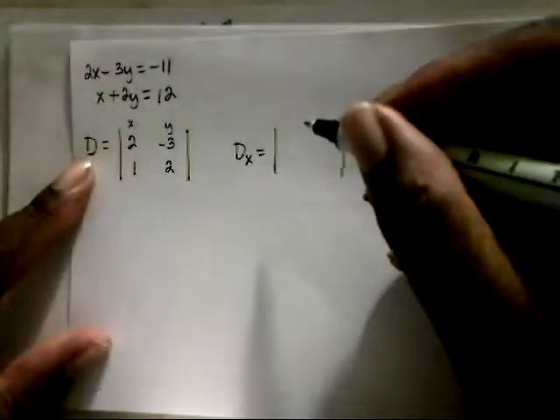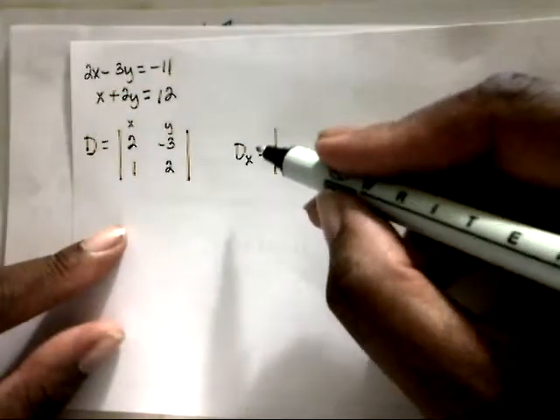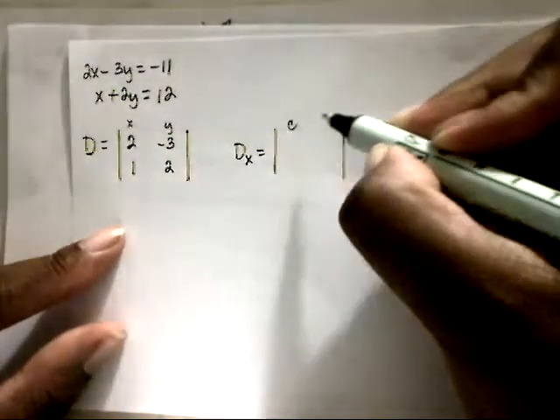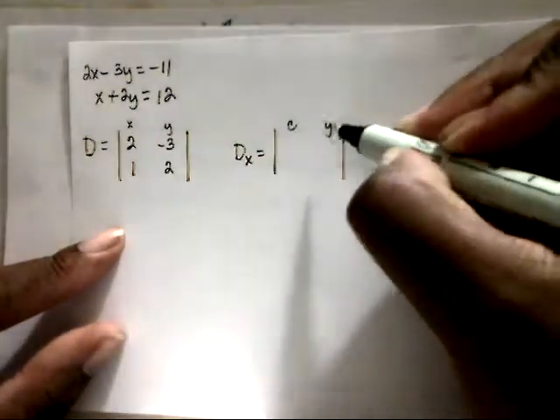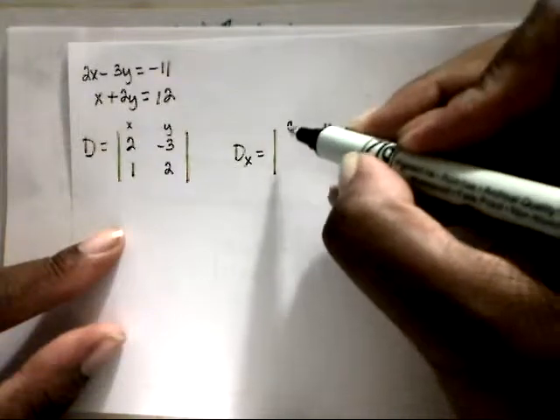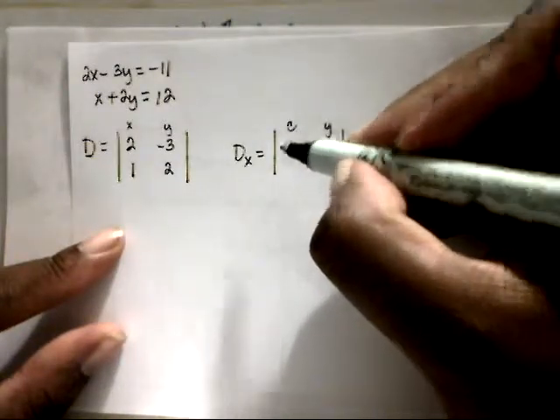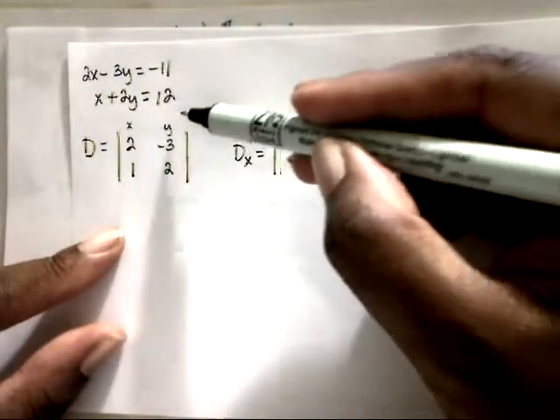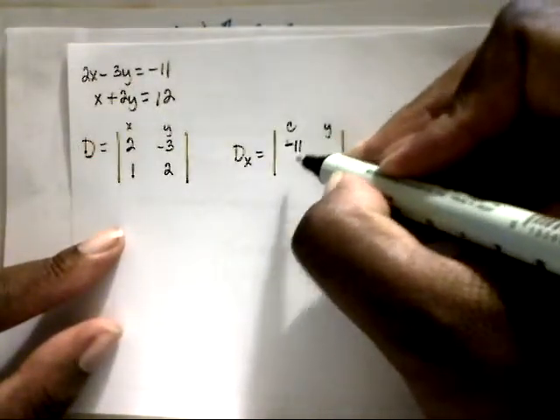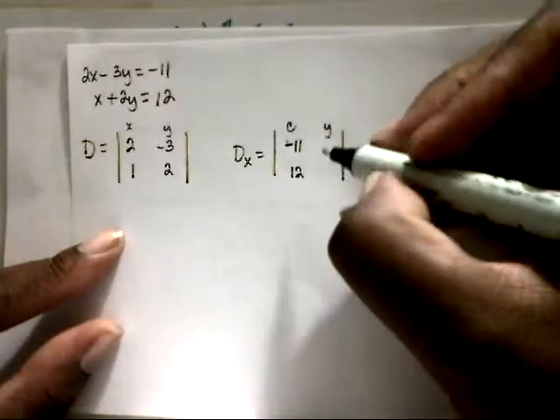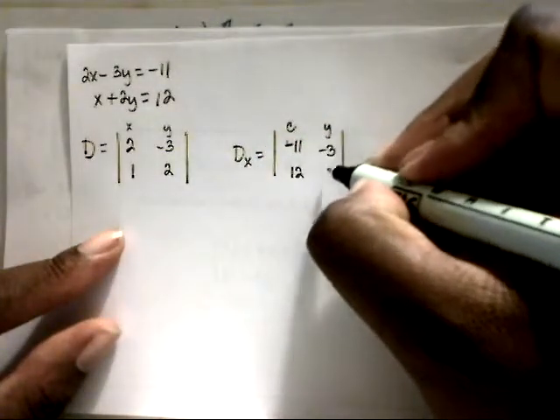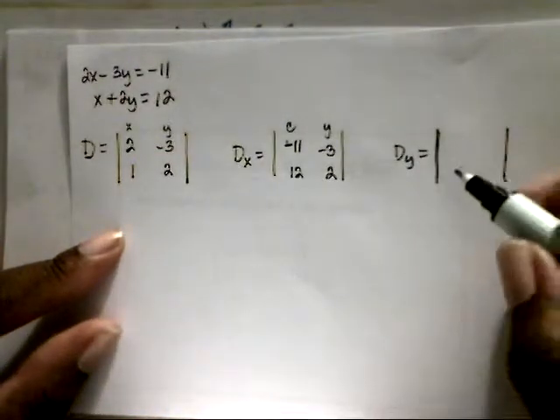That goes here. Okay, now for the determinant for x. Now your x is going to be replaced with your constants, and then your y's will go in this column. So instead of putting your x coefficients in this column, you're going to put the constants here. Your constants here are negative 11 and 12. So we'll put negative 11 here and 12 here. Your y's are still going to be negative 3 and 2. Those are still your coefficients for y's that still go here.